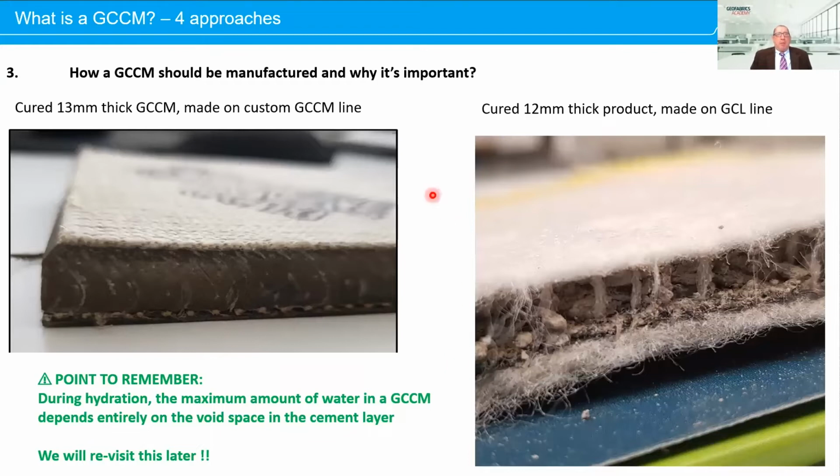Okay, so we've got a cured 13 millimeter thick GCCM product made on a custom GCCM line. And then we've got a cured 12 millimeter product, which was made on a GCL line. As you can see, there's a lot of void space in here. Again, during hydration, the maximum amount of water in a GCCM depends on the void space in the cement layer, which in turn affects the final compressive strength of the cement layer. We will revisit this point later.